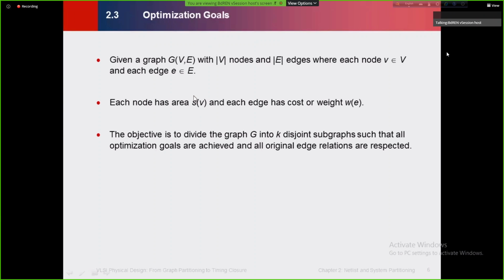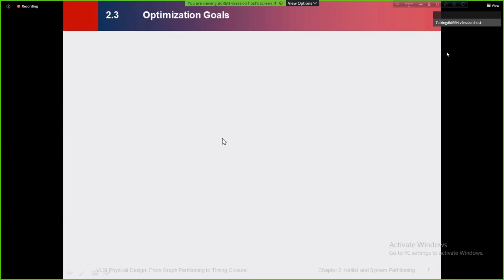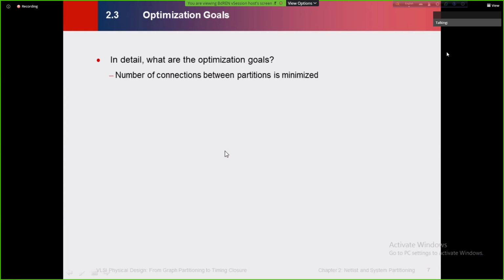And optimization goals. There is a lot of theory here. It is complicated to understand, but it will be easy to understand by example. This is for G, V, E. There are different names, so we don't care. We'll go straight to the algorithm. You see here in detail what the optimization goals are.